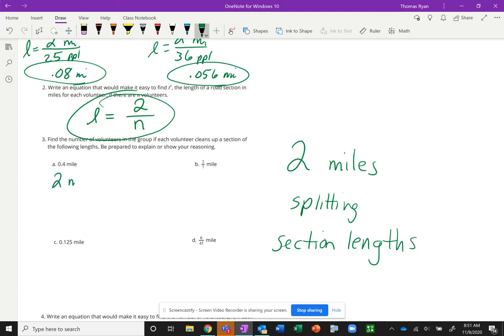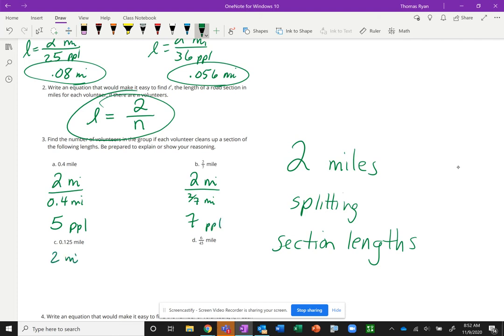So let's take the 2 miles and divide it by a section of 0.4. How many sections of 0.4 are in 2 miles? Well, there's 5 sections, which must mean that there were 5 people because, once again, everybody's doing the same amount of work. So, same idea. What if there's 2/7 miles? Well, we take 2 miles, we divide that into 2/7 sections. So 2 divided by 2/7 is 7 sections, so there must have been 7 people.